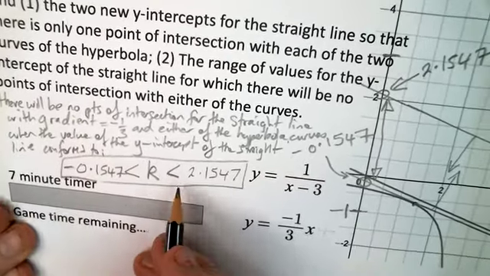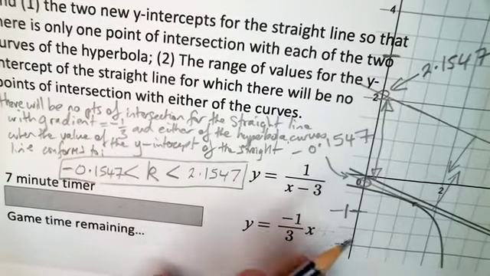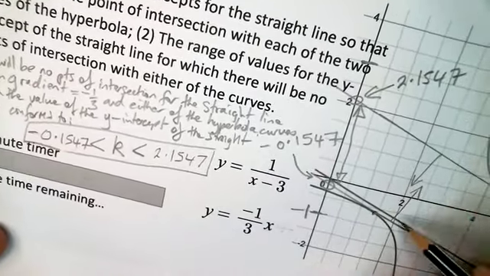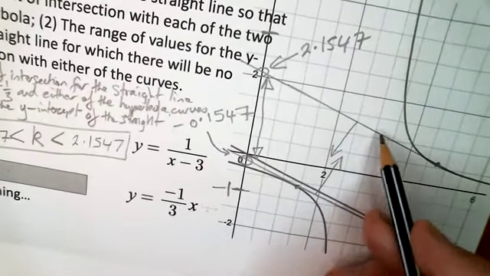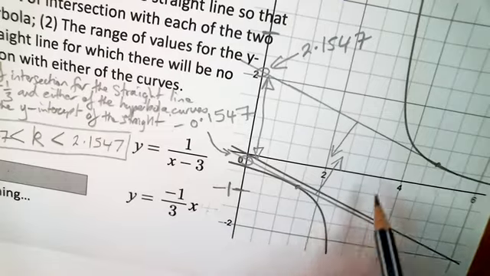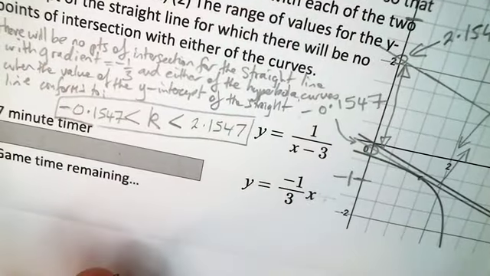So that is the inequality which describes the interaction between these two lines, such that there is no point of intersection between the straight lines and the curves of the hyperbola. And that is how I would state that.